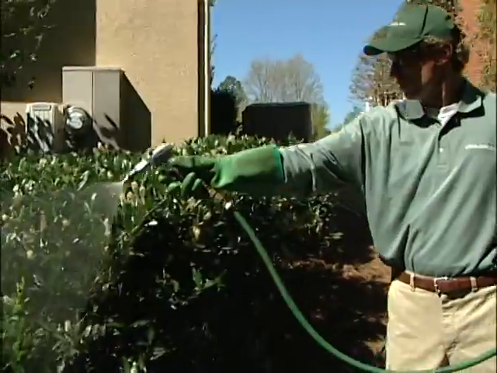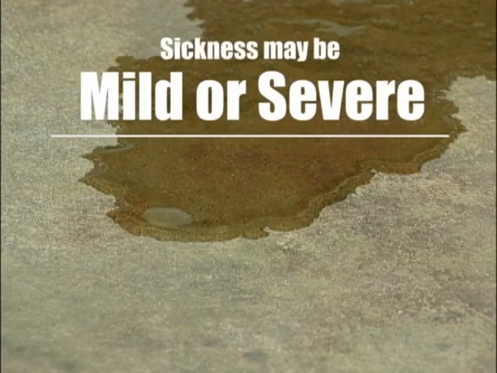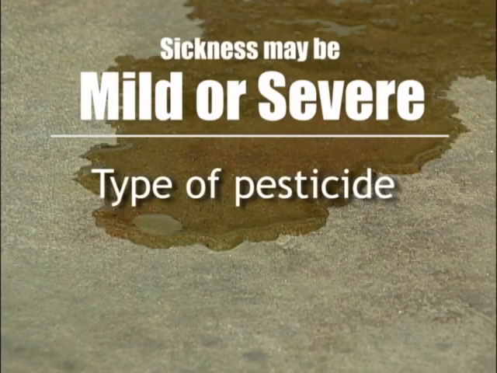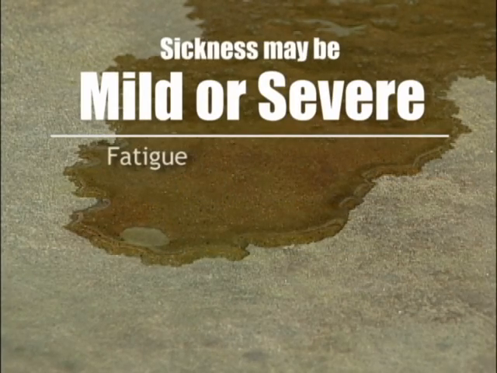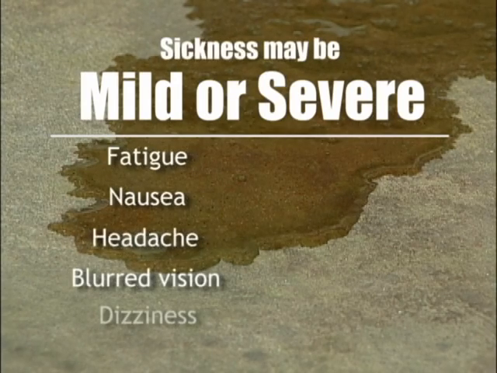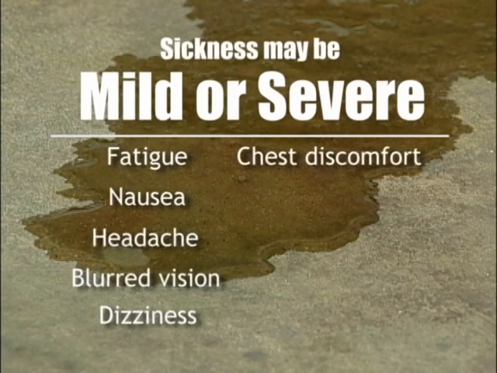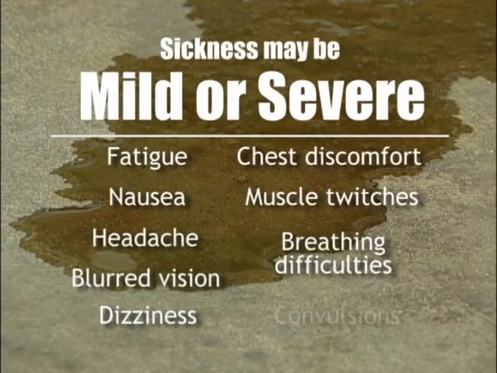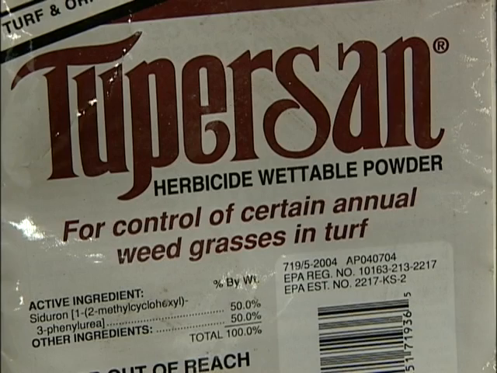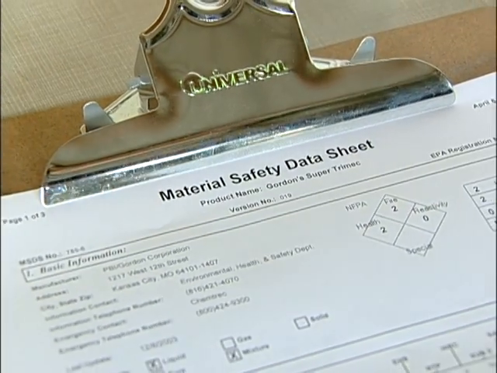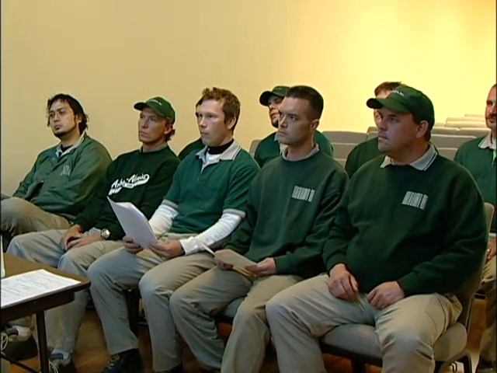As a pesticide applicator, you should know what kinds of sicknesses are caused by the pesticides you use. Sickness may be mild or severe, depending on the particular pesticide used and the amount absorbed. Symptoms of mild poisoning may include fatigue, nausea, headache, blurred vision or dizziness. Severe poisoning may cause chest discomfort, muscle twitches, breathing difficulties, or convulsions. Seek medical assistance when any of these symptoms occur. Remember to take the pesticide label or MSDS sheet with you. Be familiar with your company's emergency plan so you will know what to do if someone is exposed to pesticide.